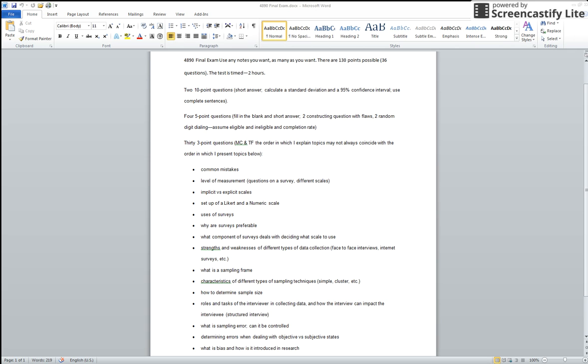I'll ask you about characteristics of scales. What level of measurement is this, a semantic differential or a force ranking scale? Different things like that. What are some strengths and weaknesses of surveys? Which is quicker, a phone survey or a mailed survey? You'll see that as well.